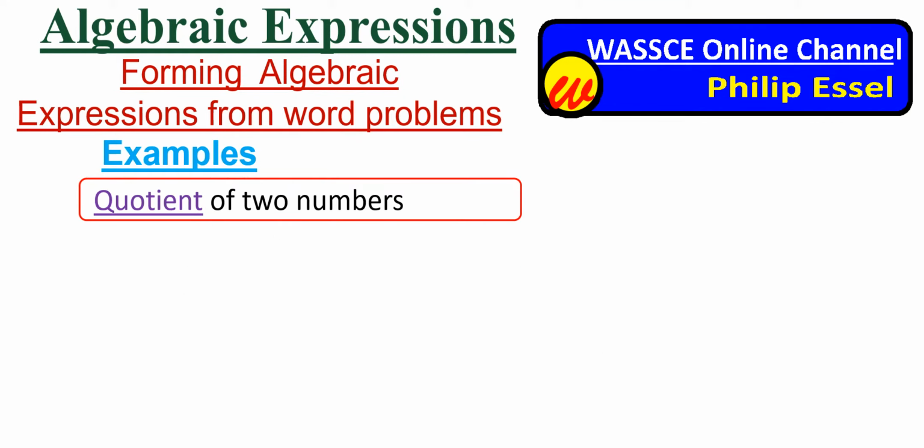Our next word expression is quotient of two numbers. Another word for quotient is division. So for two unknown numbers, the quotient of them, let's represent those two unknown numbers by x and y. So the quotient of these two unknown numbers x and y will be x divided by y.